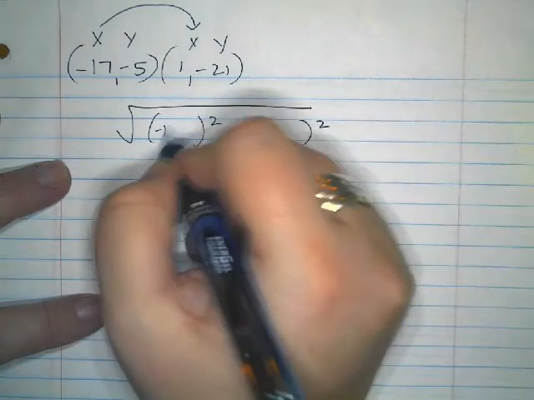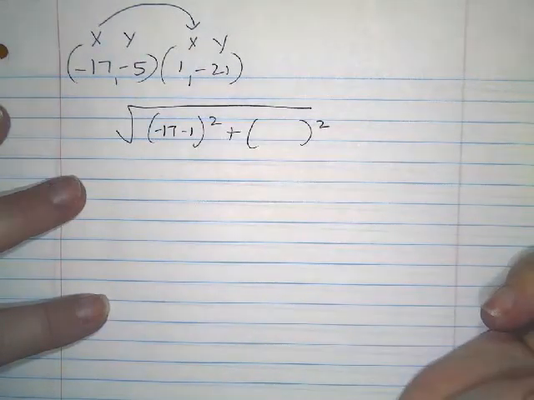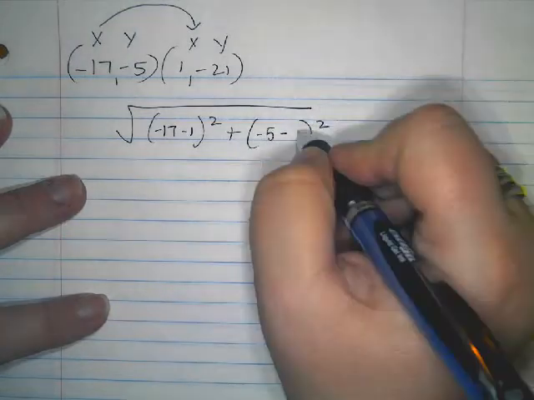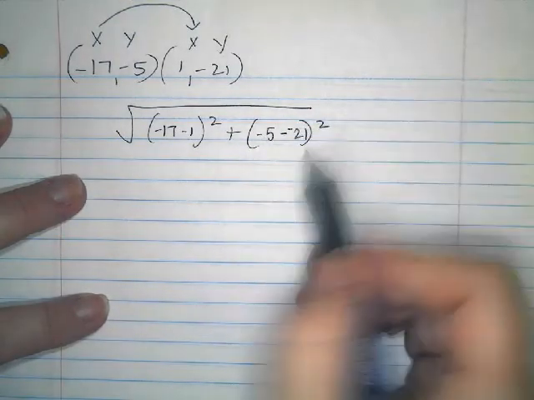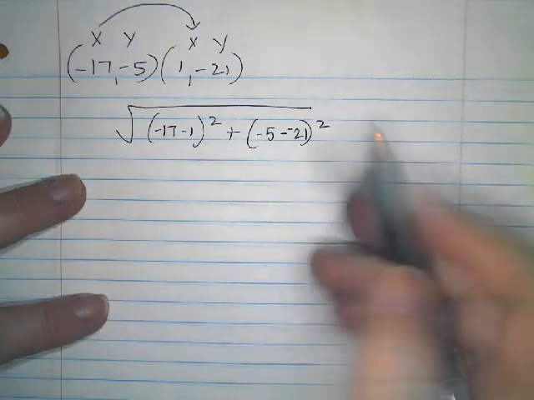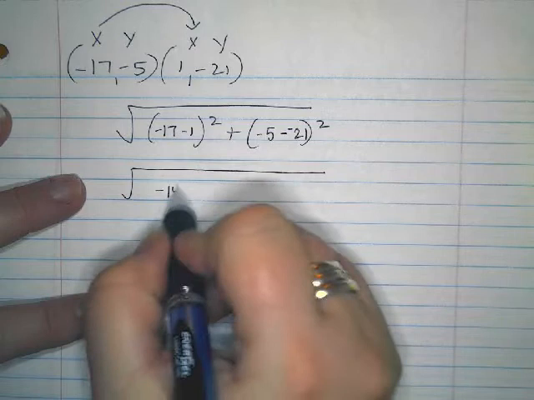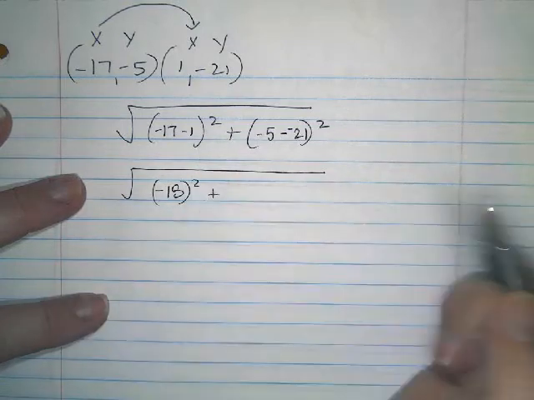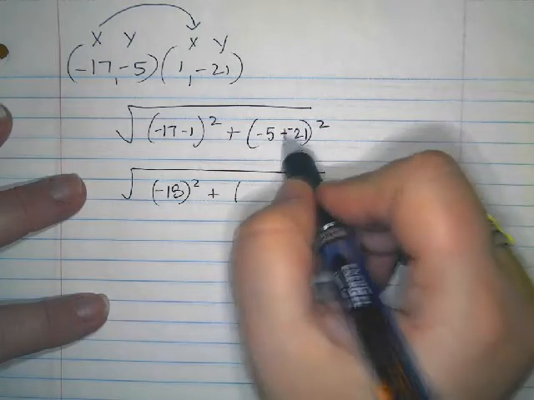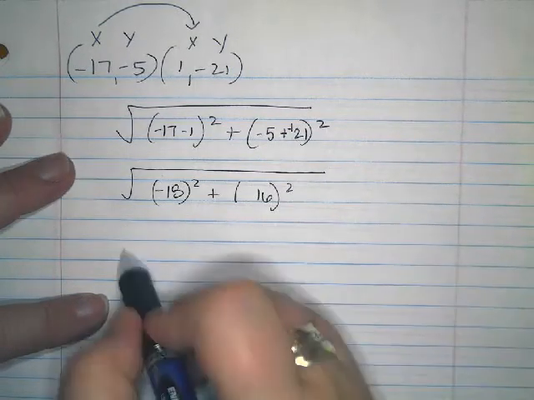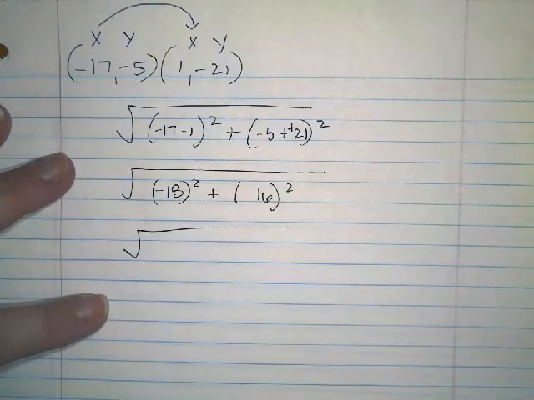I'm going to say negative 17 minus 1. So those are my 2 x's. And then I'm going to say negative 5 minus negative 21 because those are both my y's. So in my radical, I'm going to try to figure this out here. I have in here negative 18. And then in this one here, if I add the opposite, what do I get? 16. Then I'm going to use my calculator.